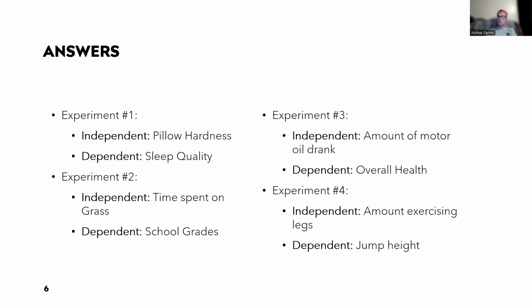I left the units intentionally vague because I don't have a full experiment planned out for that, and I don't know how I would measure it. But the dependent is the jump height. So seeing how much exercising changes your jump height.